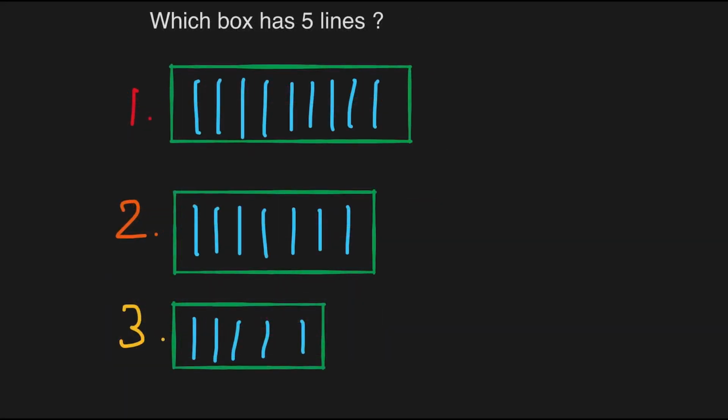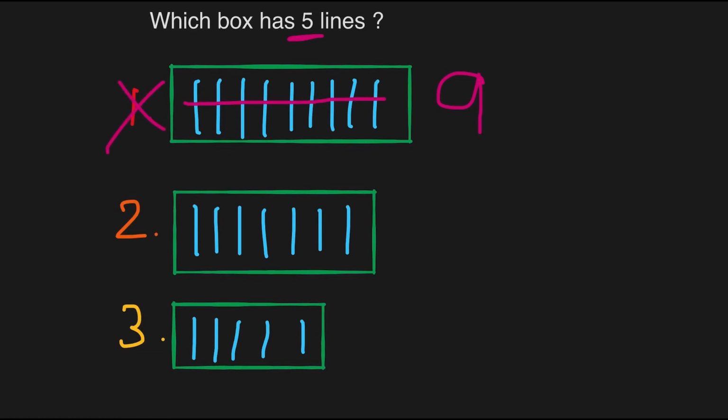Alright, so in this next question, they're asking us, which box has 5 lines? Let's see. So the first box has 1, 2, 3, 4, 5, 6, 7, 8, 9 lines. Well, they asked us 5 lines, not 9 lines. So the first option is incorrect.